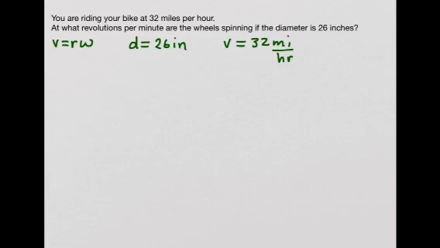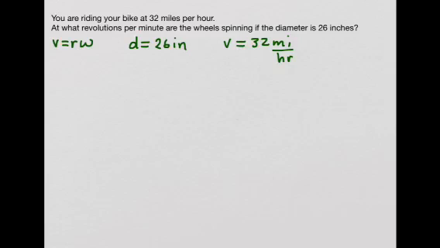Alright, here's another problem for standard 7. You're riding your bike at 32 miles per hour. At what revolutions per minute are the wheels spinning if the diameter of the wheels is 26 inches? So I went ahead and wrote down the formula right here that we're going to be using. They told you the diameter and they told you the linear velocity. So that means that we're looking for omega, but it's not going to be in radians per minute, but they want it in revolutions per minute.